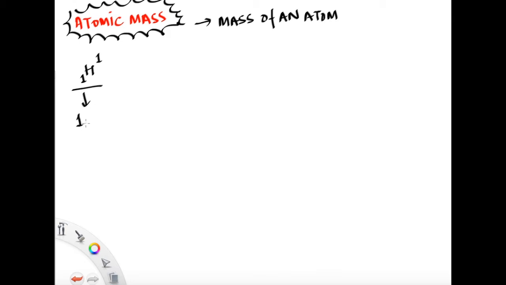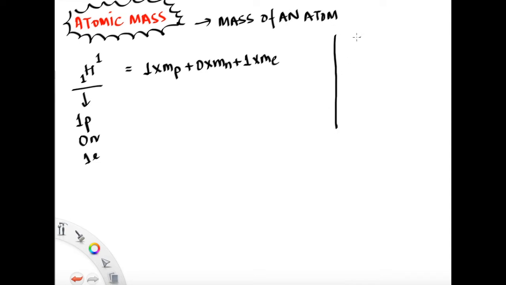Thus, we know that it has 1 proton, no neutrons, and 1 electron in it if it is a neutral atom. Thus, the mass of a hydrogen atom will be the mass of the proton as well as the mass of the electron in it, because atomic mass is nothing but the mass of an atom.